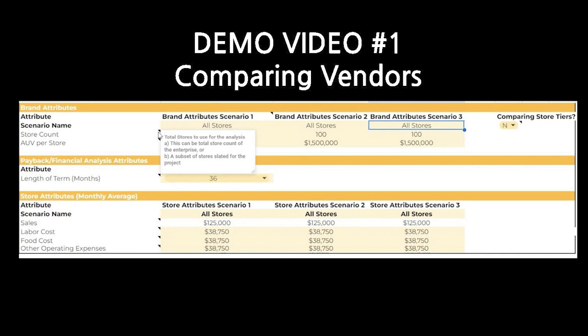So when you look at the scenarios, you're going to have a couple of different options, right? It's going to be scenarios for your brand attribute inputs. In this first demo, those are all going to be the same because we're going to pretend like we have 100 stores in our enterprise, and we're going to roll this technology out to all 100 stores.